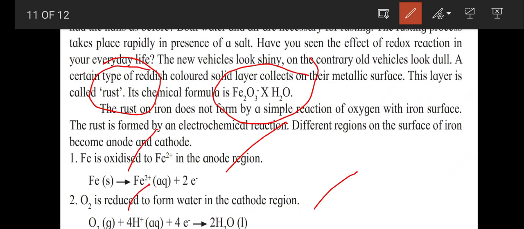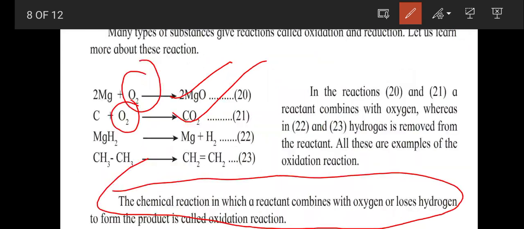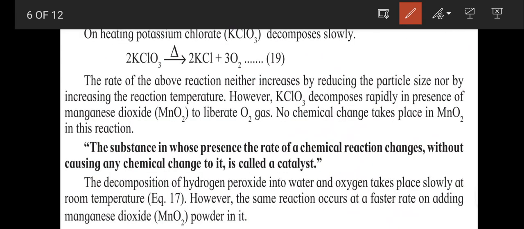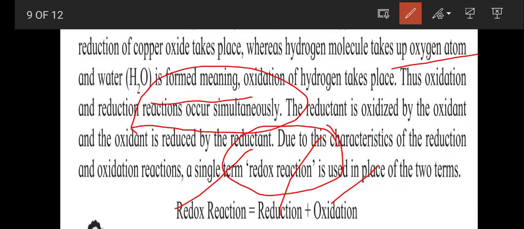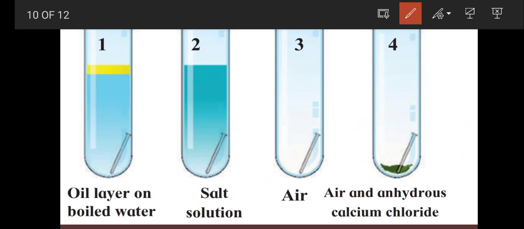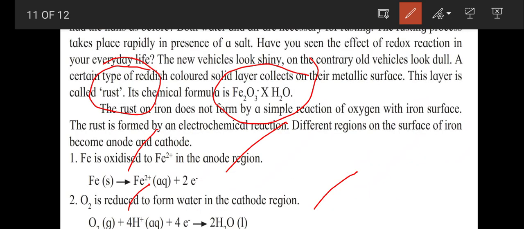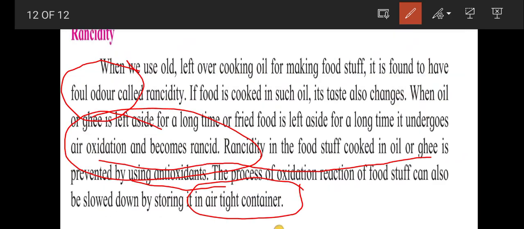So students, today we discussed which factors are responsible for the speed of reactions, then we discussed catalyst, then oxidation, then reduction, oxidizing agent, reducing agent, then redox reaction, then oxidation reaction. Redox reaction means a combination of reduction and oxidation. Then we discussed the rusting of iron, the formula of rust, the reactions at cathode and anode, and finally rancidity. So students, I hope you understood all this theoretical part.